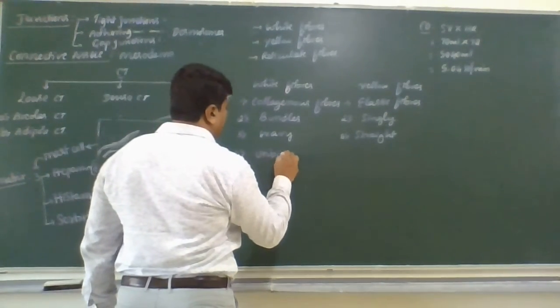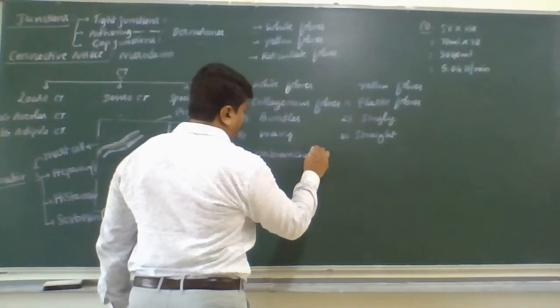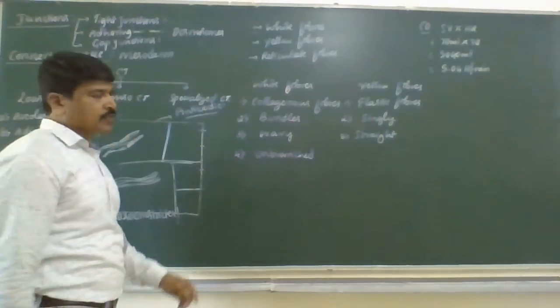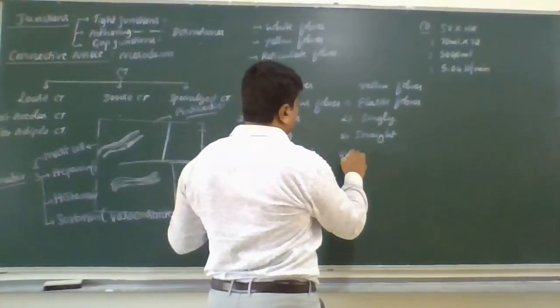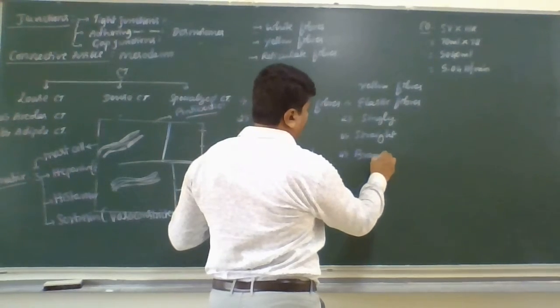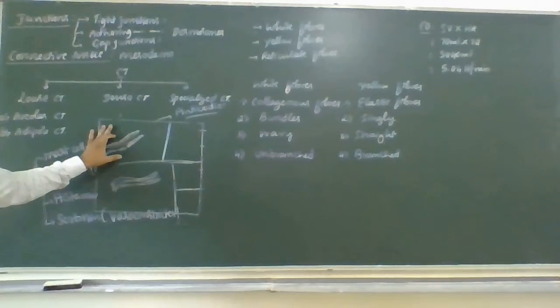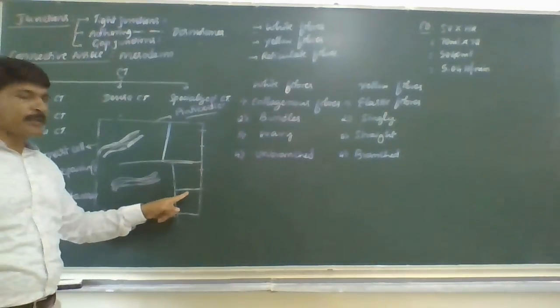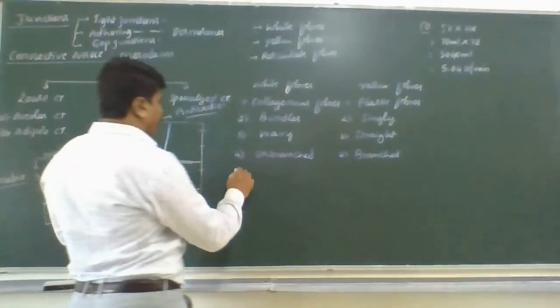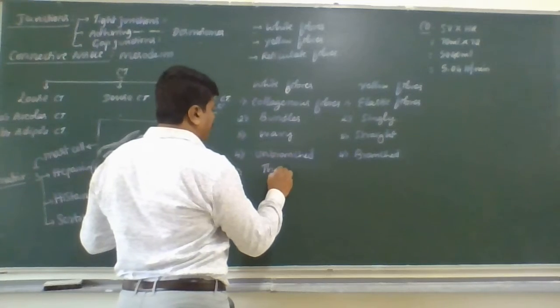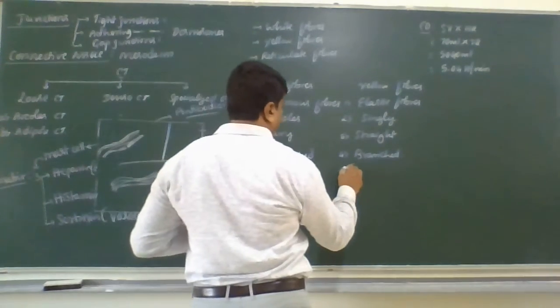White fibers are unbranched. Yellow fibers are branched. See here, this is the unbranched white fiber, but here yellow fibers are branched only. Next, white fibers are thin. Yellow fibers are thick.